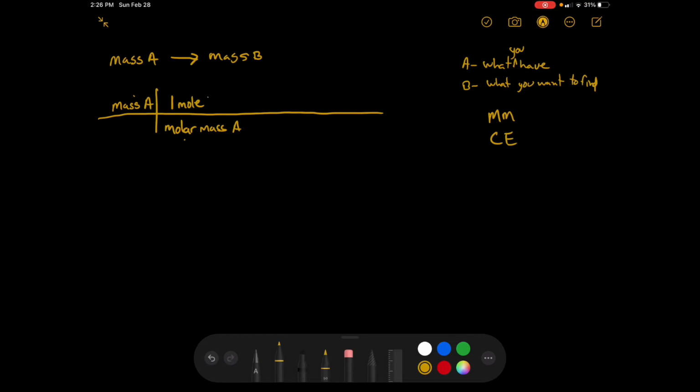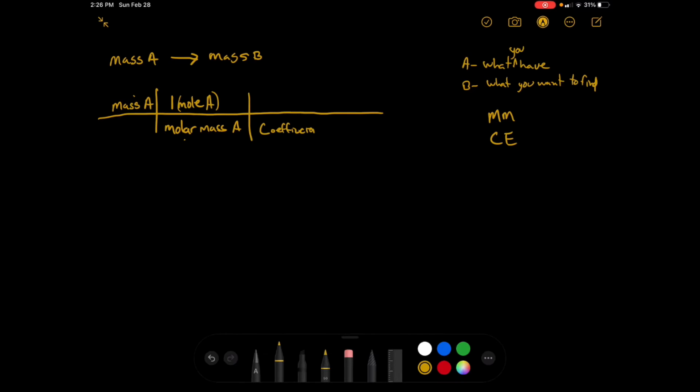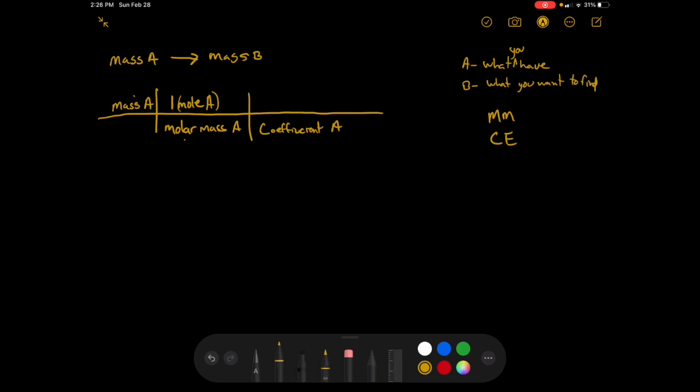Now, once you have moles A, then you are going to go to moles B. But since you have moles A on the top, you have to have moles A on the bottom. And this is where you use your coefficient for A. And this is where you put your coefficient for B. Right there. So again, you are going from molar mass to moles of A. Now you are going from substance A to substance B through the coefficients.